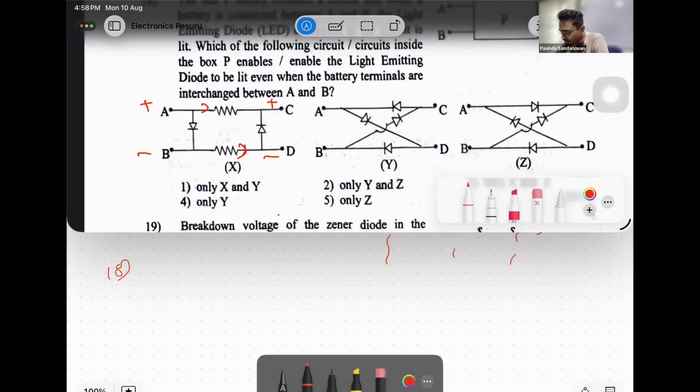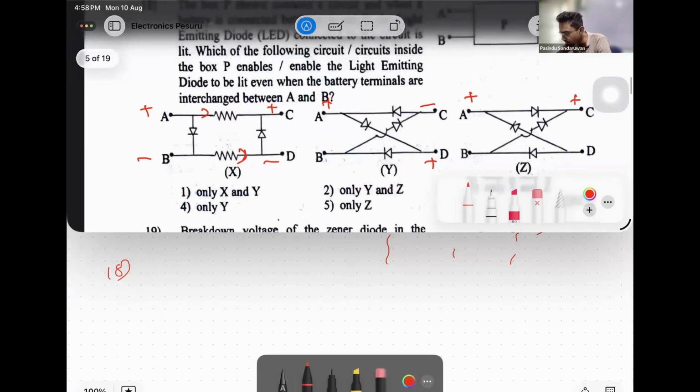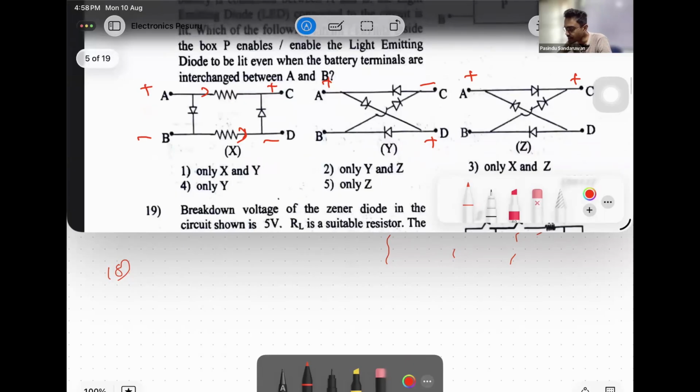Now in this case, if A is plus, this diode is forward biased and D becomes plus. If B is plus, the diagonal diode becomes forward biased and this becomes minus, right? And in this case, if A is plus, this horizontal diode becomes forward biased, then C becomes plus. If B is minus, right? Then the horizontal diode becomes forward biased again.